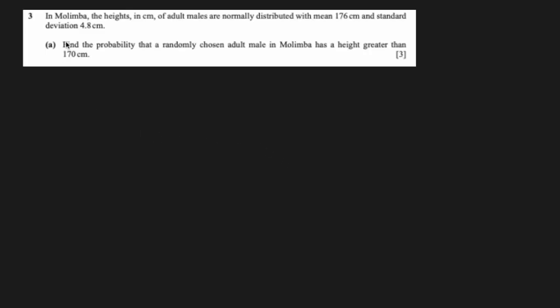Question number 3. In Molimba, the heights in centimeters of adult males are normally distributed with a mean of 176. Let's try to visualize this. Mean is always at the center, 176 centimeters, and standard deviation is also given, 0.8. Find the probability that a randomly chosen adult male in Molimba has a height greater than 170. So 170 will be a little lesser than 176.